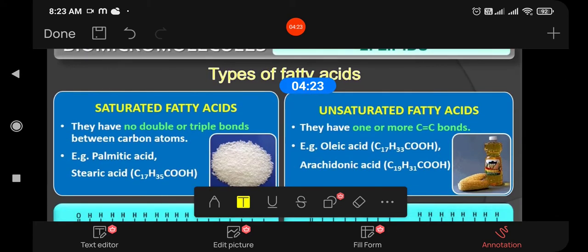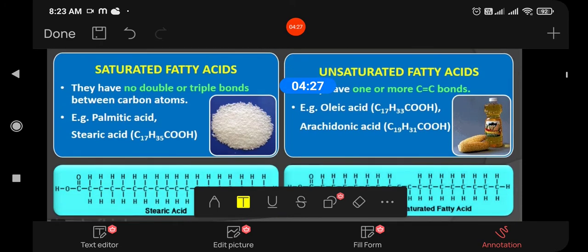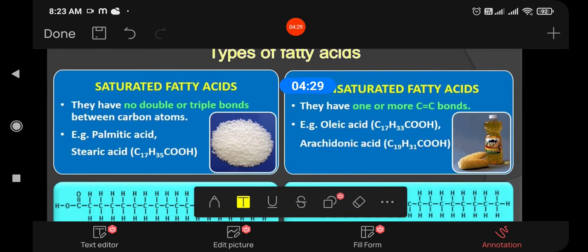Now there are two types of fatty acid. This thing you have studied in class 10th also. Saturated fatty acid and unsaturated fatty acid. If the fatty acid has no double or triple bond in its structure between the carbon atoms, then it is a saturated fatty acid. They are solid. Examples are palmitic acid and stearic acid.